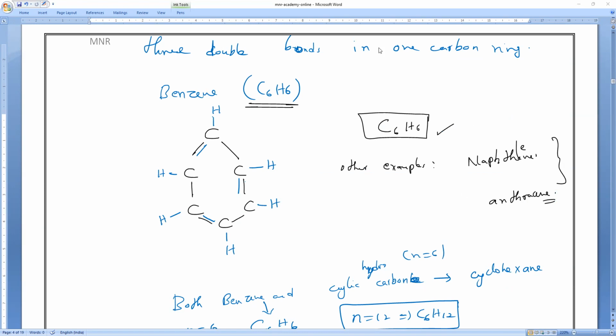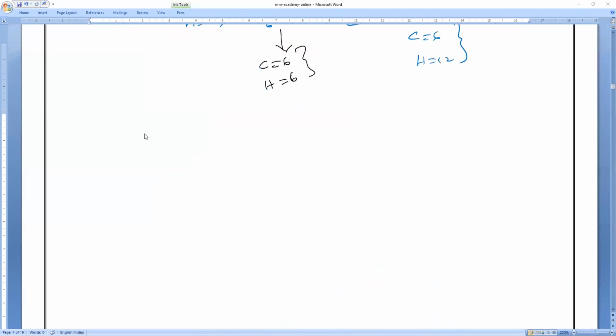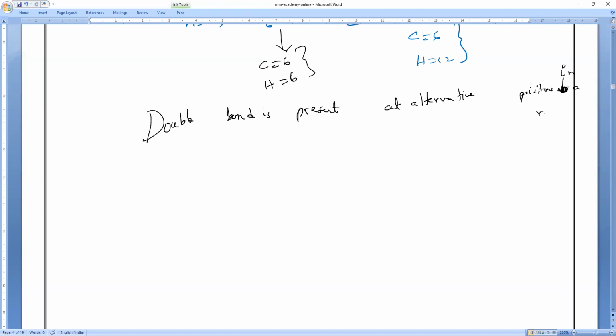Okay. And the double bond is present at what positions? Alternate positions in a ring. That is very important. Double bond is present where, guys? Speak. Double bond is present at alternate positions of a ring, in a ring. That is what we have about saturated and unsaturated cyclic hydrocarbons.